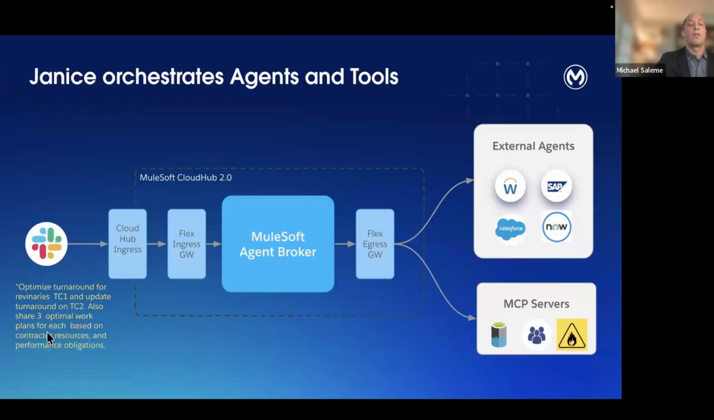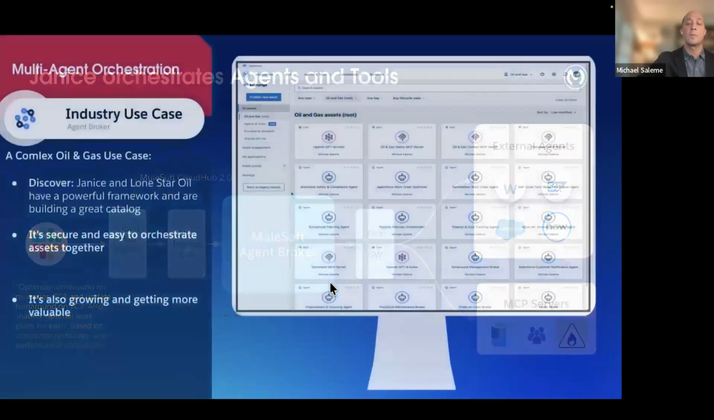Also share 3 optimal work plans for each based on contractor resource availability and our performance obligations. So very complex prompts like that would take a lot of manual coordination between those teams. Now that she's put a broker around the existing agents, she's able to just execute those types of prompts.